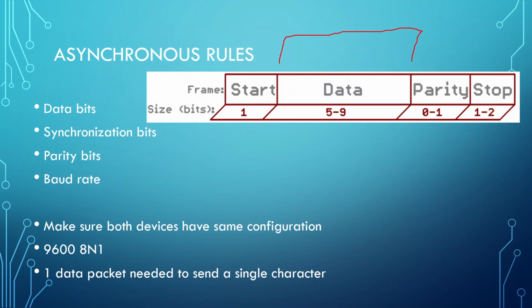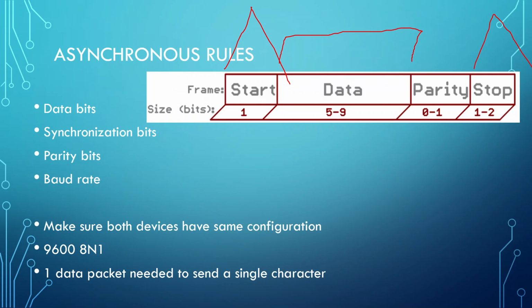Again, the most important part here is that both devices are configured the same way. If I say I'm going to send you 8 bits and you think I'm only sending 6, everything becomes haywire. So having those devices set up the same way is the important aspect. We also have synchronization bits, the start and the stop. Those mark the beginning of the data and the end of the data.